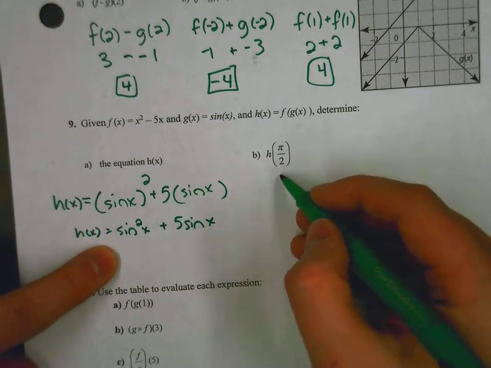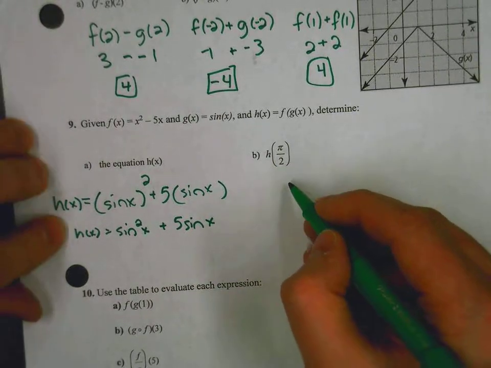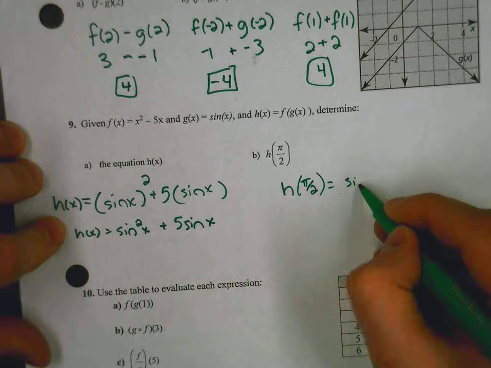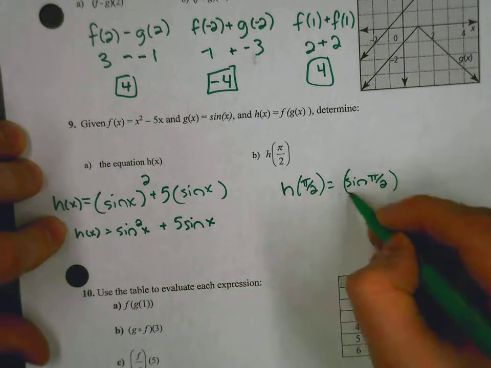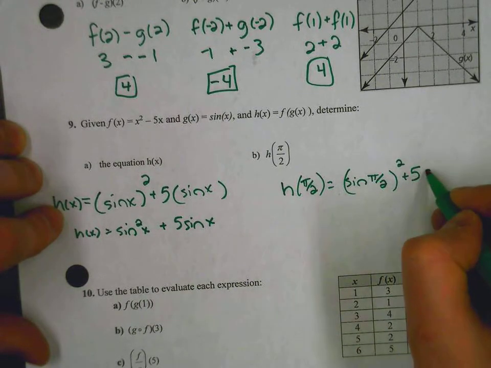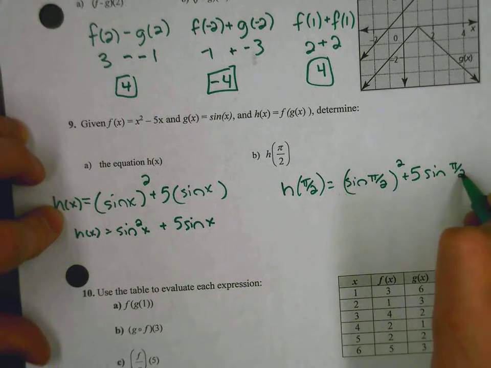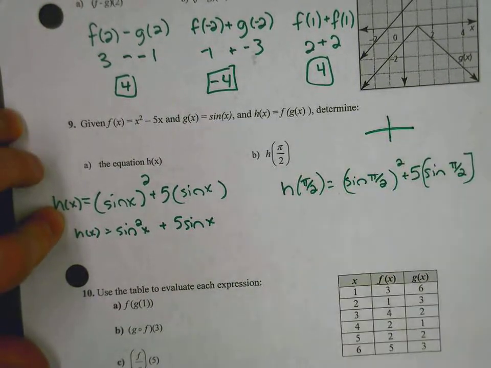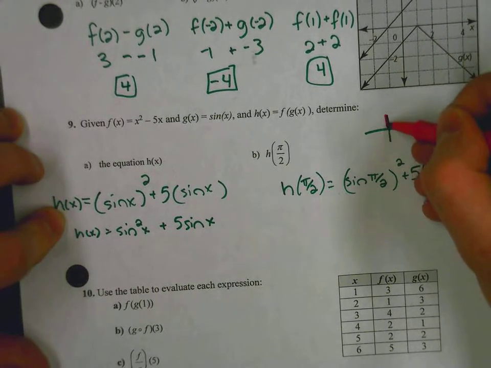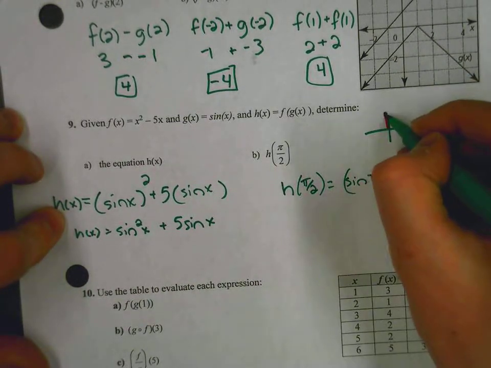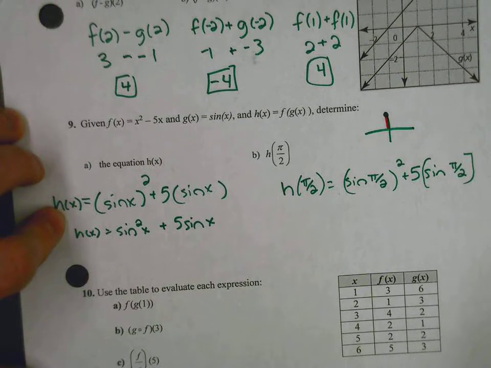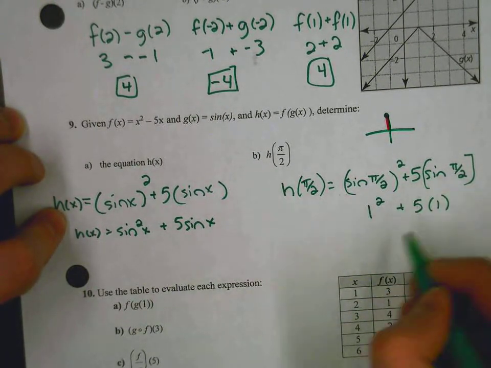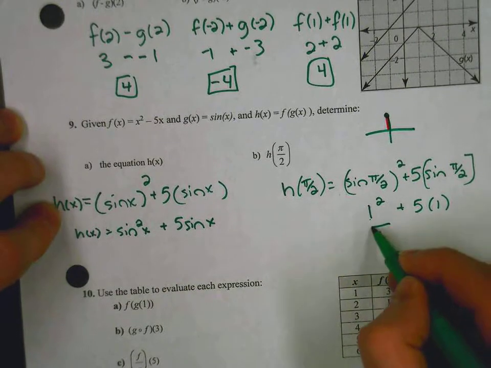For letter b, what is h of pi over 2? So if you plug in a pi over 2 into this equation, what do we get? What is sine of pi over 2? Plus 5 sine of pi over 2. Now we think about the unit circle for a moment. Pi over 2 is 90 degrees. What is the y value up at the top? The y value at 90 degrees is 1. This is a 1 squared plus a 5 times a 1, and we have a 1 plus a 5 is, final answer, 6.